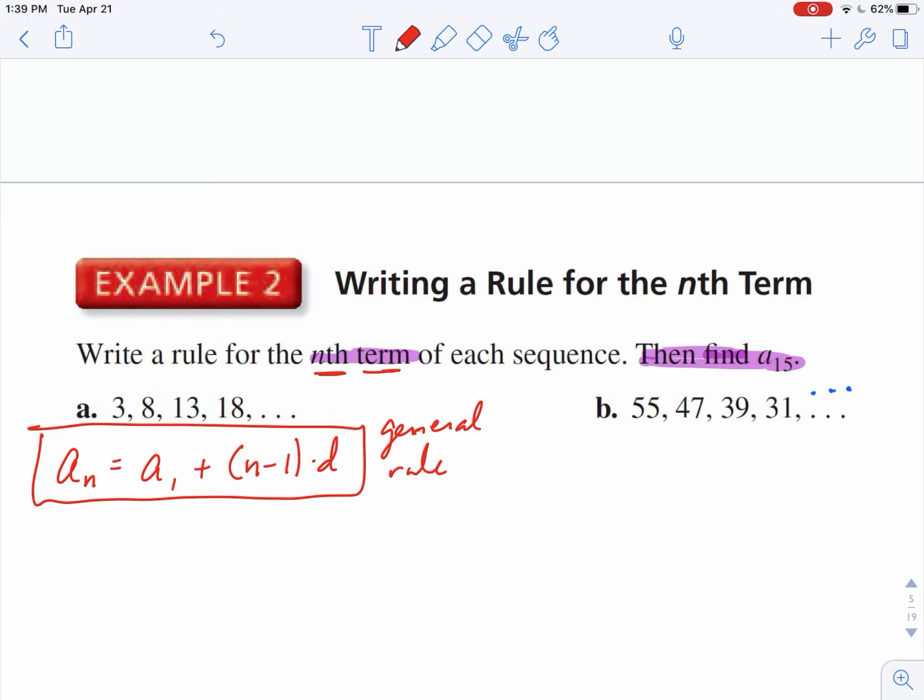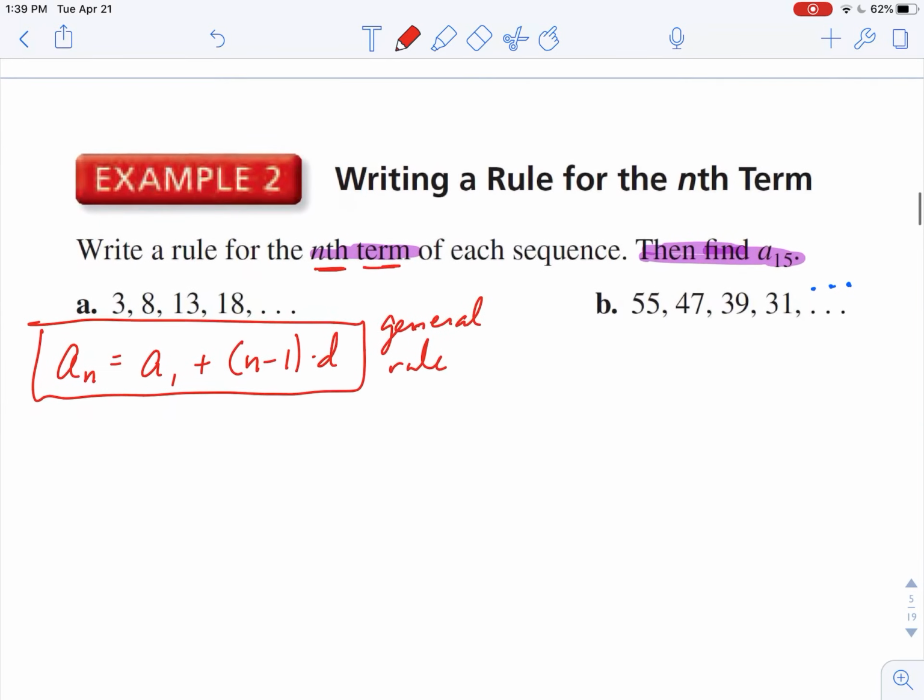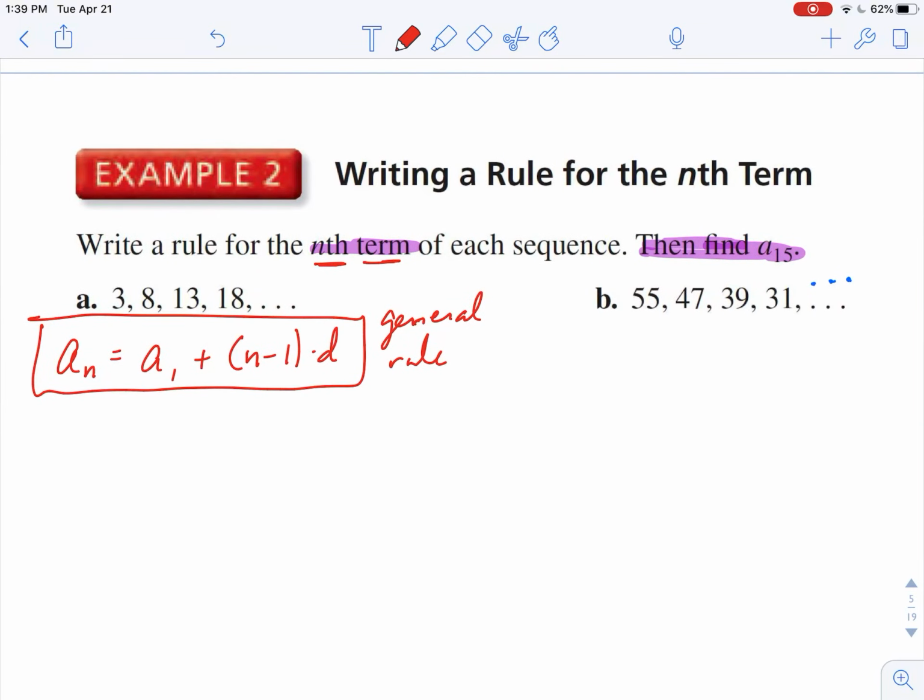I would always advise you to start with the general rule, and then the next thing I would ask you to do is to write out some information. So here's the nth term. The nth term is found by taking the first term plus n minus 1 times d. Now I'm going to highlight that we do need to find a number and put it in this spot, and we do need to find a number and put it in this spot. So what are those two things?